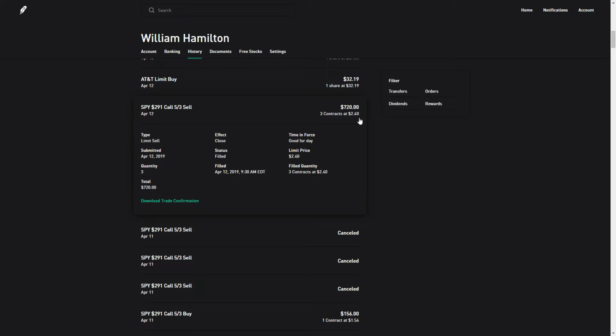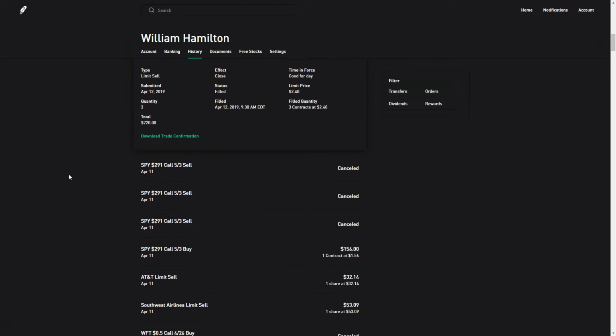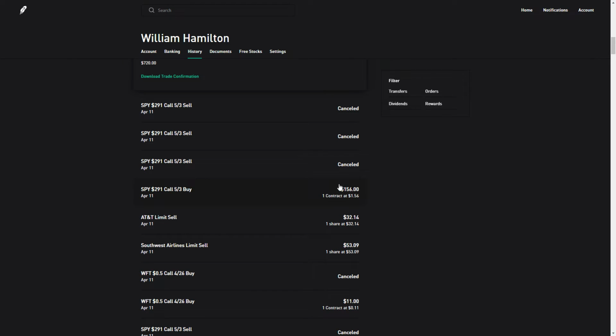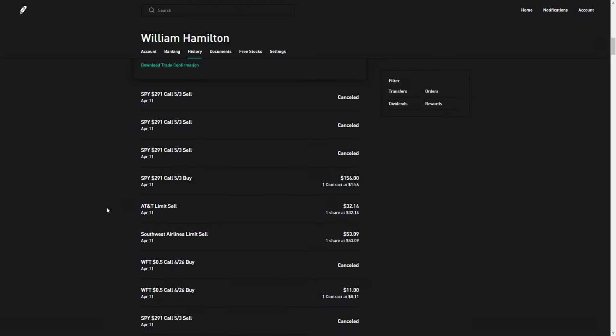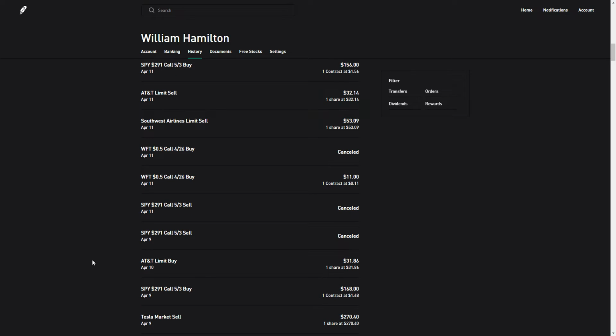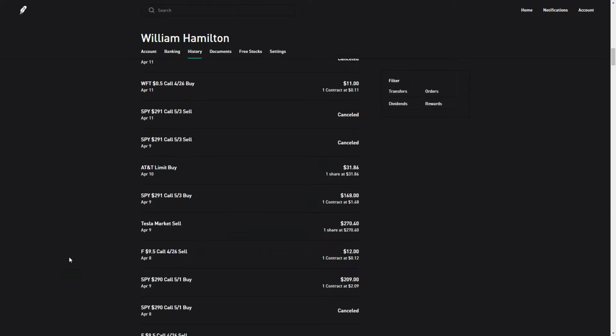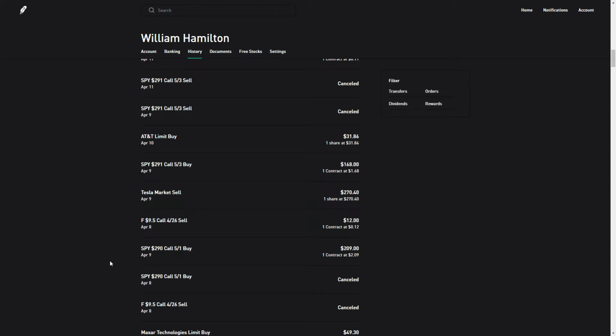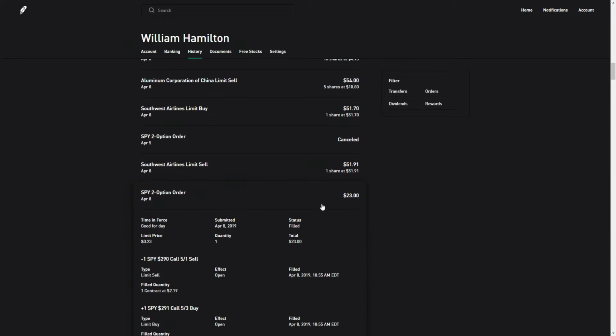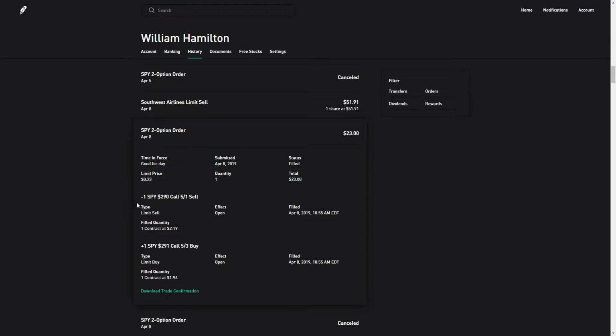But obviously there was a sunk cost in it because I had to buy the contracts to begin with. And if we go back here, you see that I bought one of them for $156 and I bought another one for $168. And the third one came actually as part of a 2-option order. I got credited 23 bucks because I bought a buy and I sold a sell of SPY.